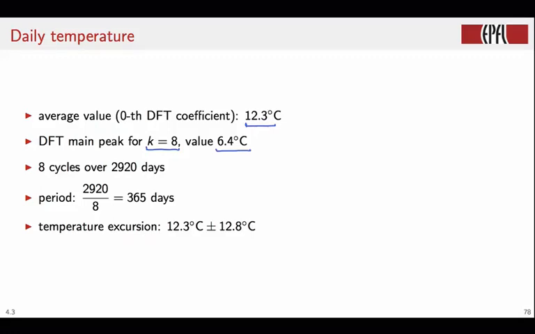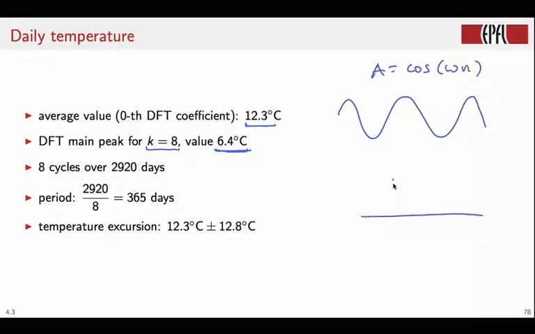Now the value of the DFT main peak is 6.4 degrees Celsius. Now if we have a sinusoid of the form A cos(ωn), and we take the DFT of this signal, we will have a peak in magnitude for some index k that has a value of A over 2. Remember the definition of the DFT of a cosine function. So from this we can say that the temperature excursion around the average is twice the value of the DFT main peak, and so we can say that the yearly temperature at the point of measurement for the year was an average of 12.3 degrees plus or minus 12.8.